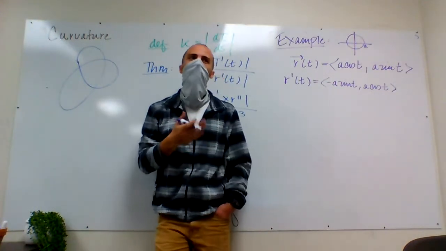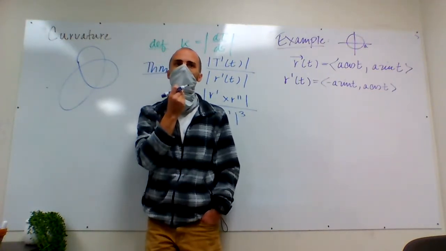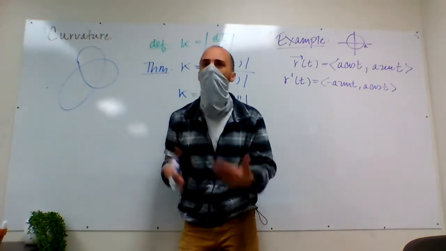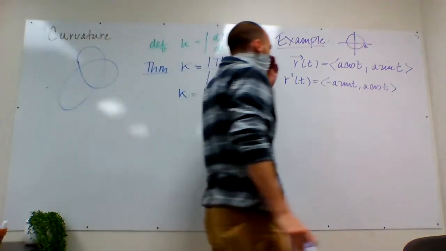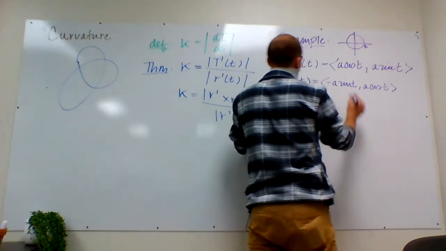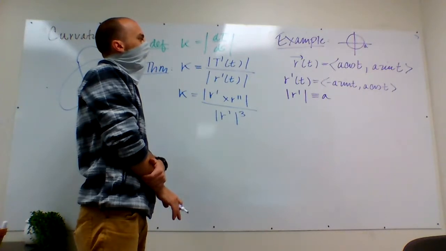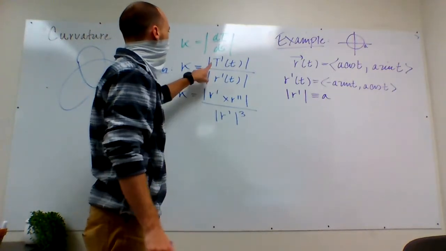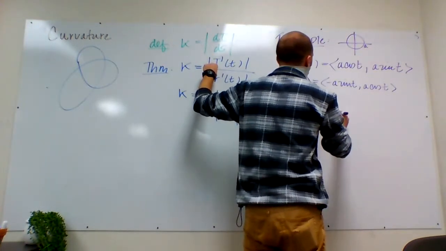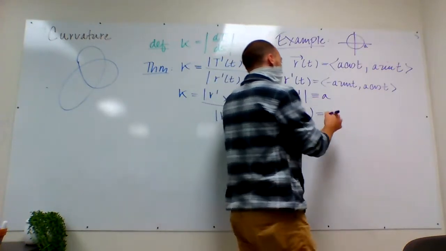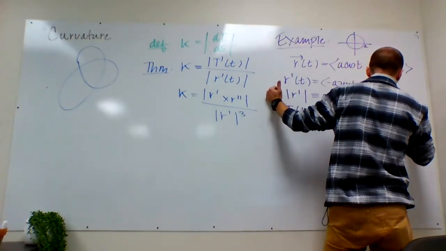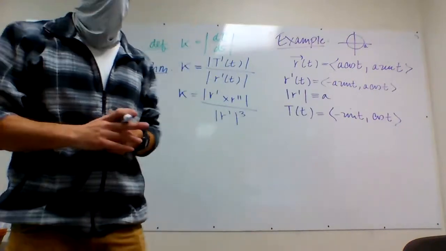And what would the length of r prime be? I don't know if you can see it. It's going to be a, because of the same cosine squared plus sine squared thing that I keep running into today for some reason. And so the length of r prime is constantly equal to a, always equal to a. And as a result, I can say that T of t is r prime divided by the length of r prime. Well, that's negative sine t and positive cosine t, because I took r prime and divided it by a, because that's the length.